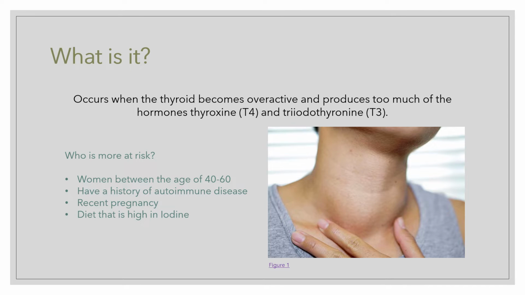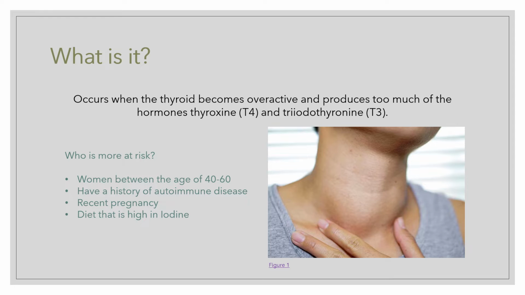So what is hyperthyroidism? Hyperthyroidism is when the thyroid gland becomes overactive and releases too much thyroxine and triiodothyronine. These hormones are also known as T4 and T3.